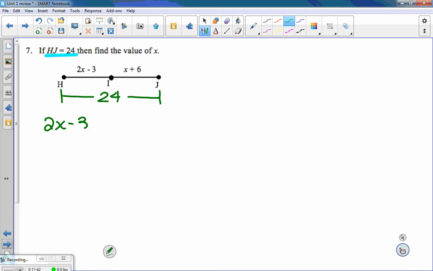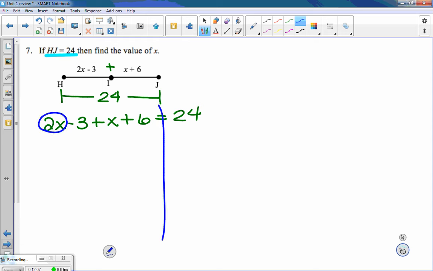2x minus 3 plus x plus 6 is equal to 24. Some people like putting a plus there, so they know that they add those up to equal the bigger one. It just helps them out, whatever works for you. Now, you need to make sure that you combine like terms. 2x and x is 3x.